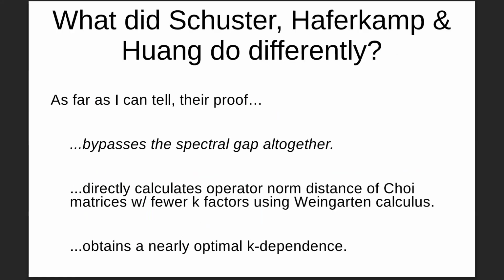So what did Schuster, Haferkamp, and Huang do differently that let them improve the K dependence a little bit? They actually never really went through spectral gap as far as I can tell. They had a more direct norm conversion that came from starting with Weingarten calculus on the random matrices. They managed to get rid of one more factor of K very early in the game.